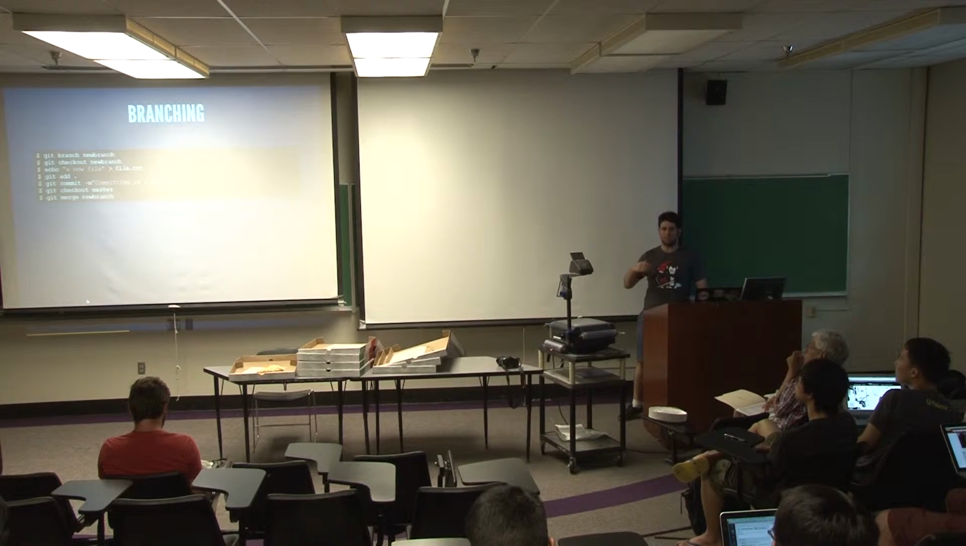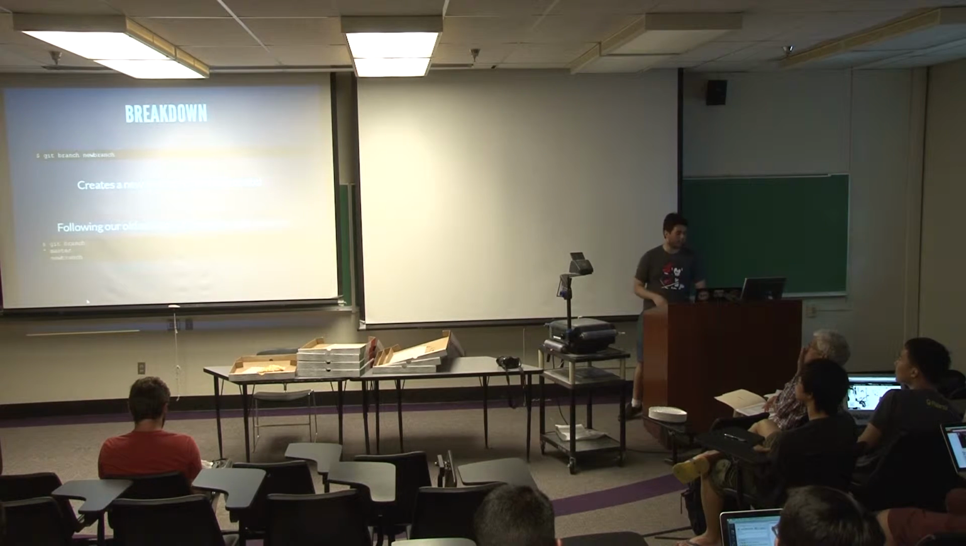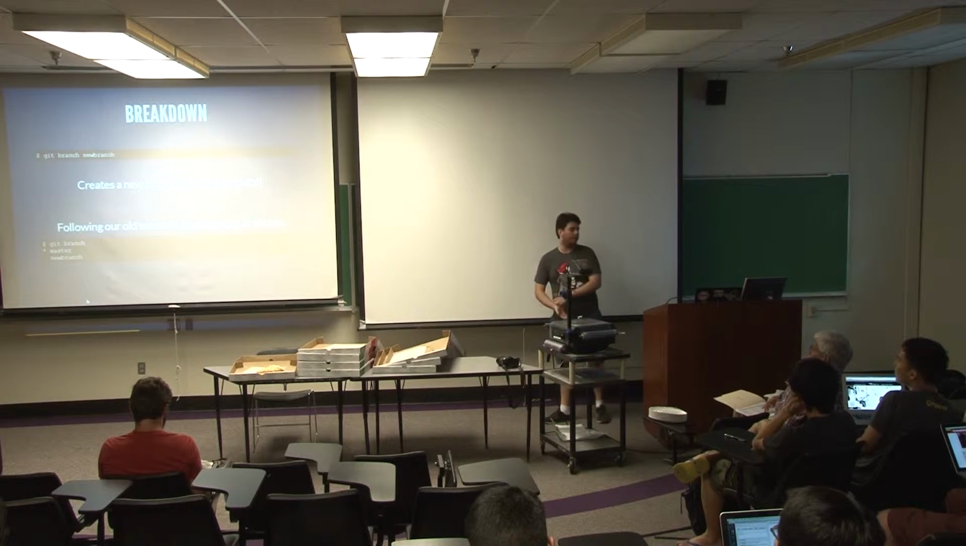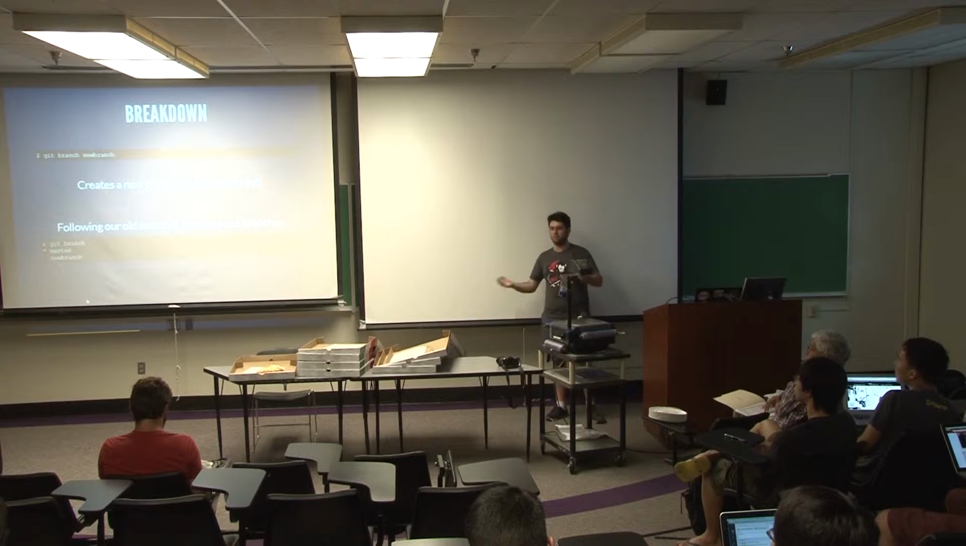So that's what this set of code does, and I'm going to break it down again like I did with the last chunk. The first line is just git branch name, and what that does is it creates a new branch.